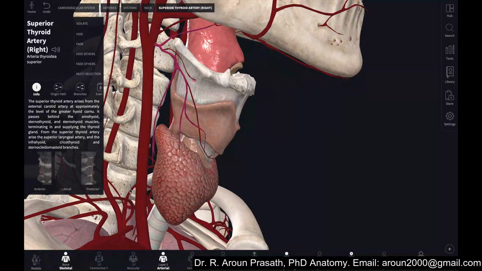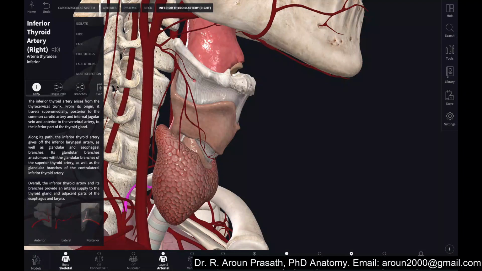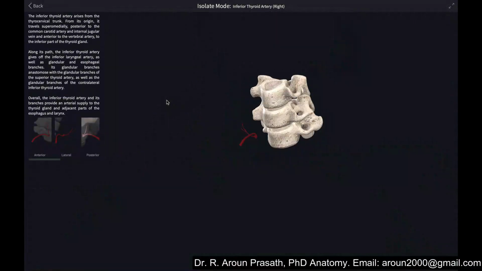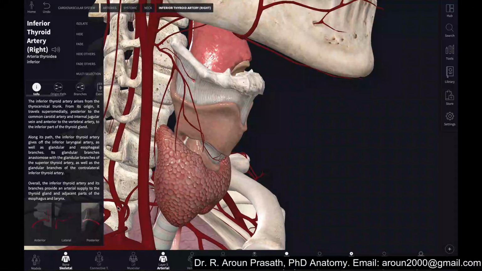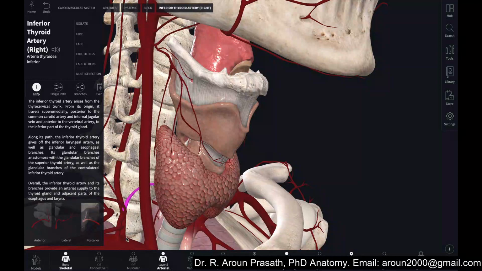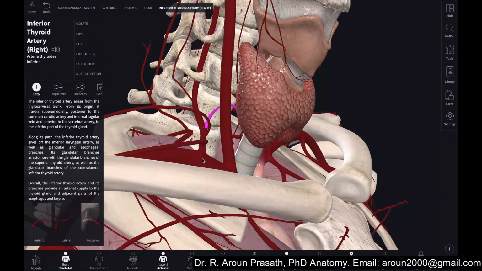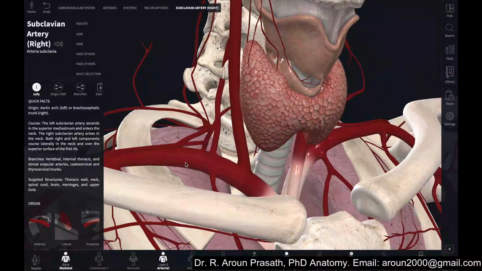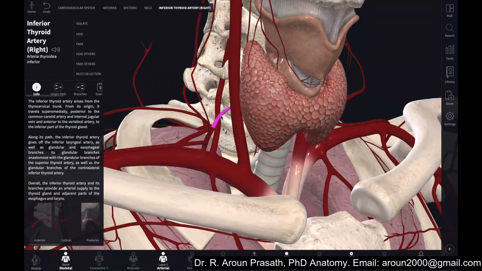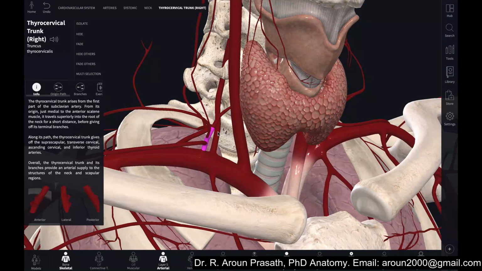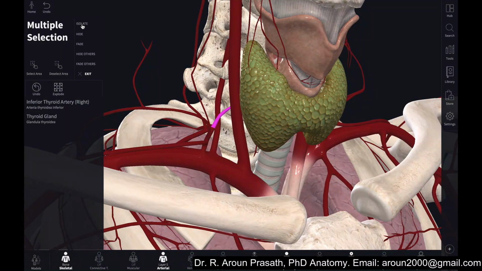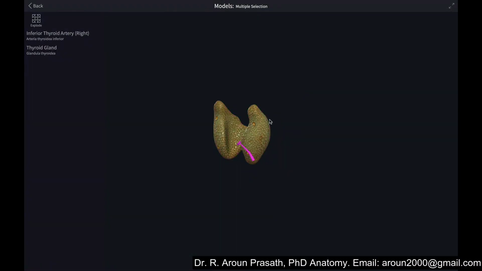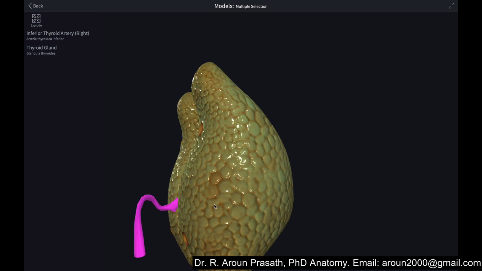Then the next blood vessel is the inferior thyroid artery. This is a branch from the subclavian artery. If you look at this, this is the subclavian artery, and from it the thyrocervical trunk gives a branch to the inferior thyroid artery. This is how the inferior aspect of the thyroid gland gets its blood supply.